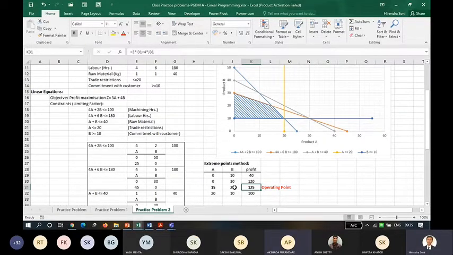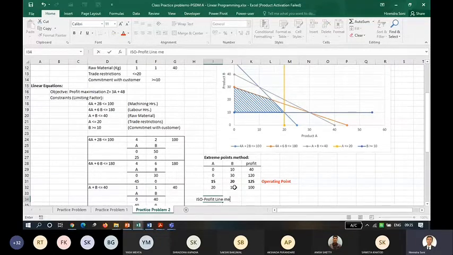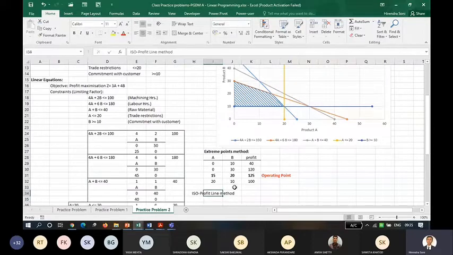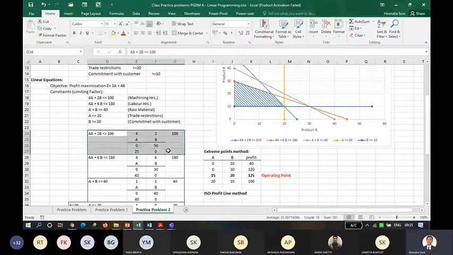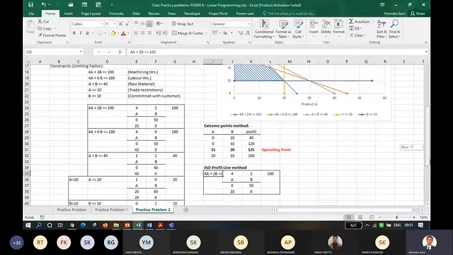Yes, sir. Okay. Now there is another method which is called the iso profit line method. So when we look at this, what will we do for that? We will copy one of it and create our profit function, and we will add values to it.